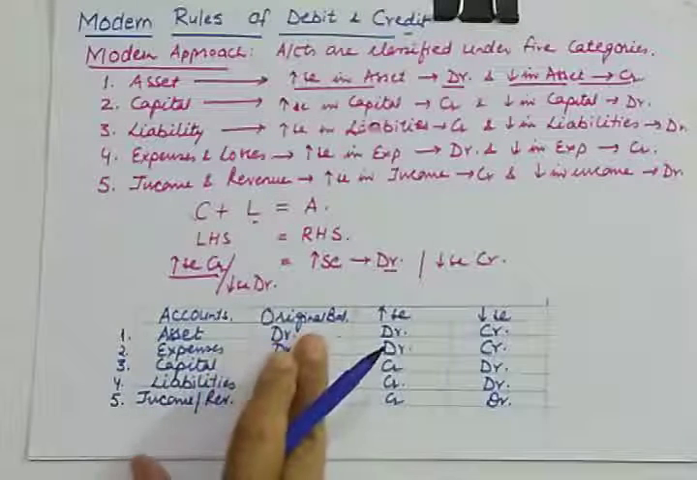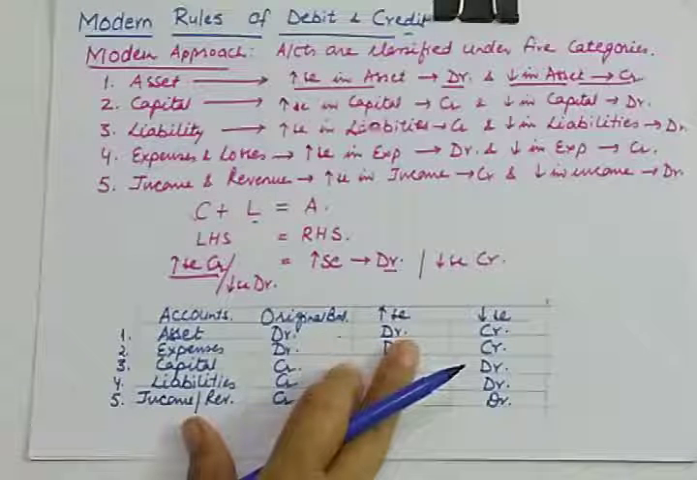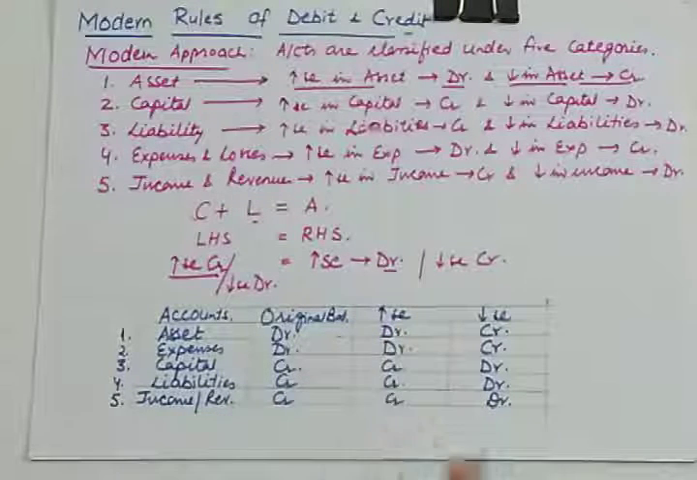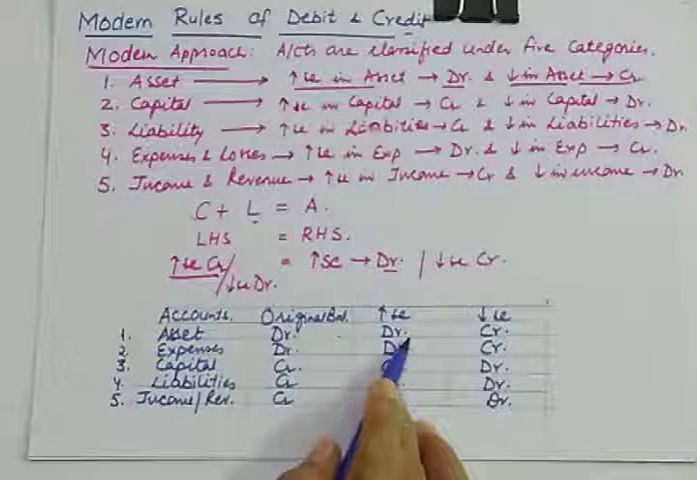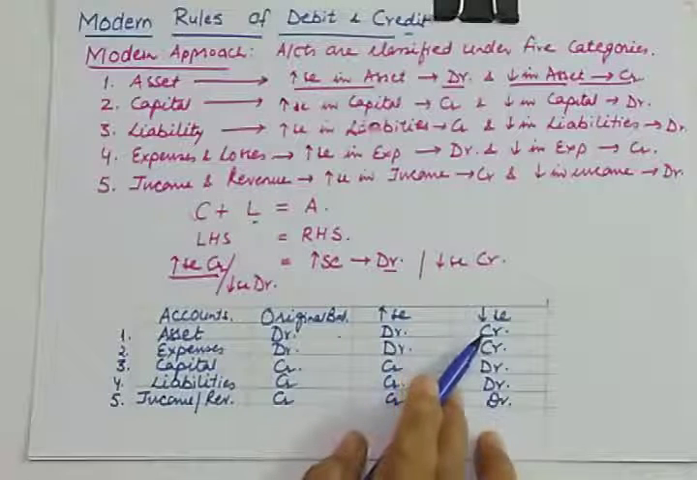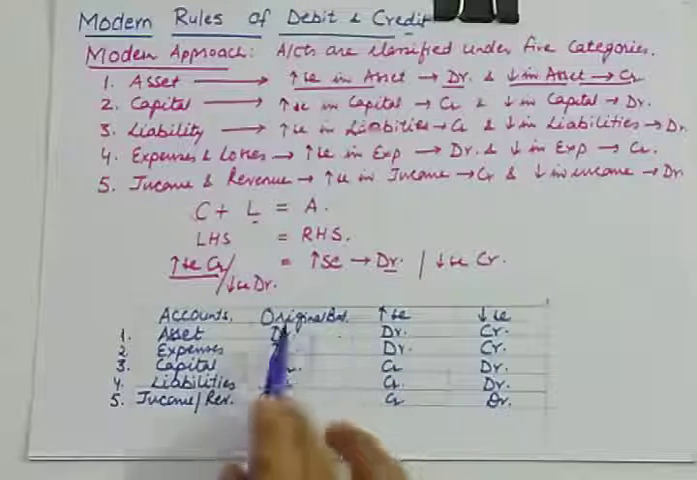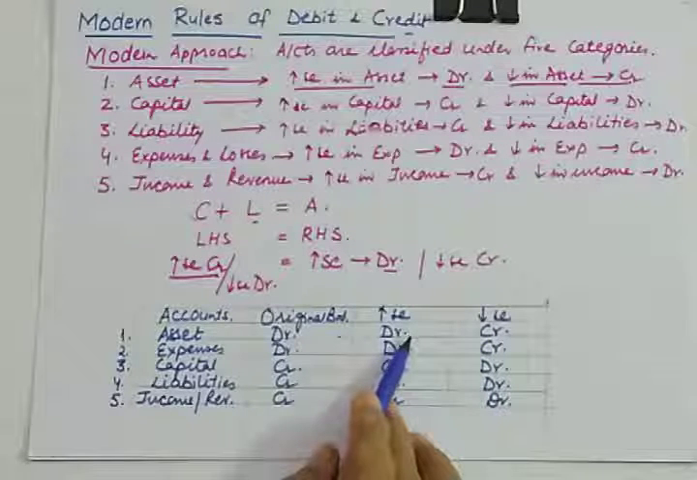Whenever there is an increase in asset, it is to be debited. When your asset will increase, when you buy furniture, when you buy land, when you purchase machinery, your asset will increase. But at the same time, your cash or your bank balance will decrease. So a decrease in asset will be credited and an increase in asset will be debited.